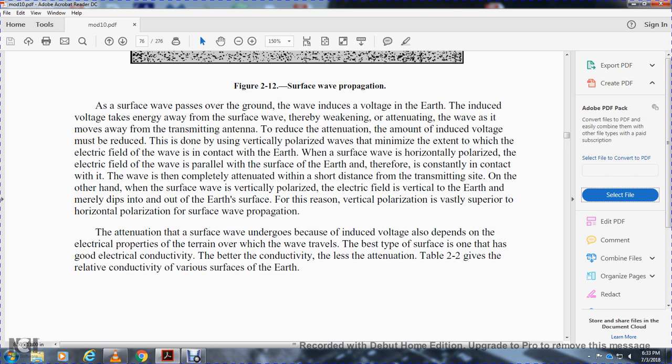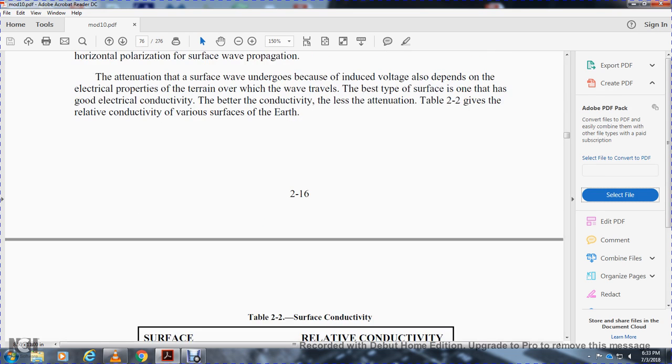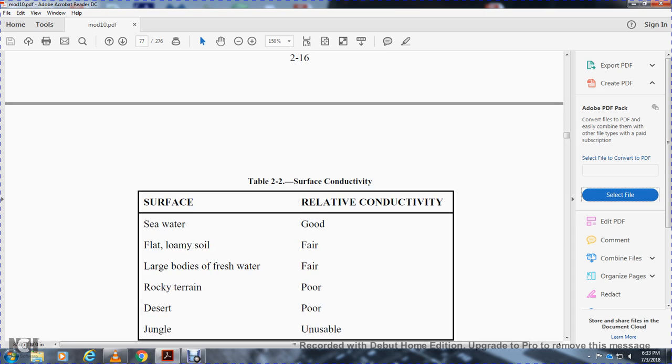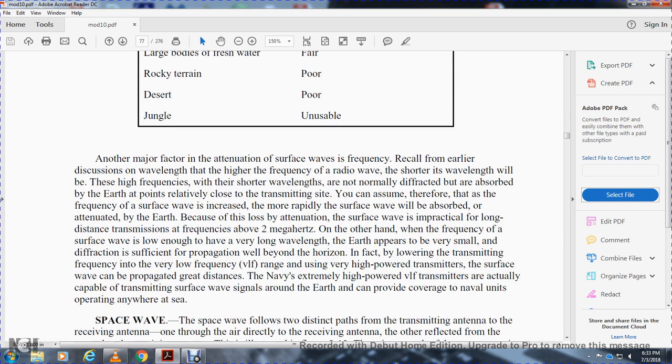The attenuation of a surface wave due to the induced voltage also depends on the electrical properties of the terrain over which the wave travels. The best type of surface is one with good electrical conductivity, because the better the conductivity, the less the attenuation. Table 2.2 gives the relative conductivity of surfaces: seawater, good; flat, loamy soil, fair; large bodies of fresh water, fair; rocky terrain, poor; desert, poor; jungle, unusable.